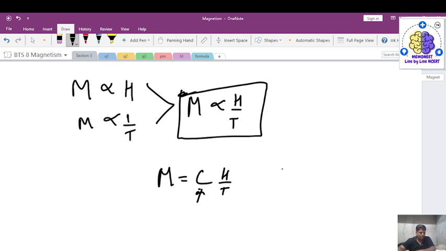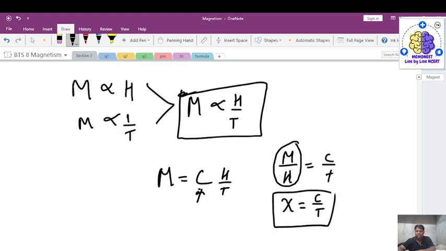Now from here, I would write M upon H is equal to C upon T, and M upon H we know is known as magnetic susceptibility. So magnetic susceptibility is equal to C upon T. So Curie's law says that the magnetization is directly proportional to the magnetizing intensity, and this magnetization is inversely proportional to the temperature. The more the temperature, the less the magnetization. This is Curie's law.